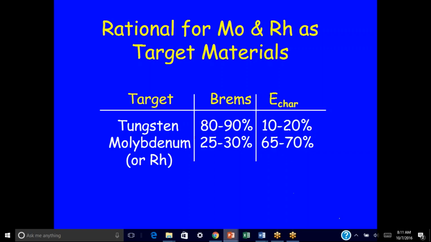The Bremsstrahlung is no longer the dominant interaction. Notice that the same conclusion also holds for the rhodium type targets. We'll be talking about rhodium presently.